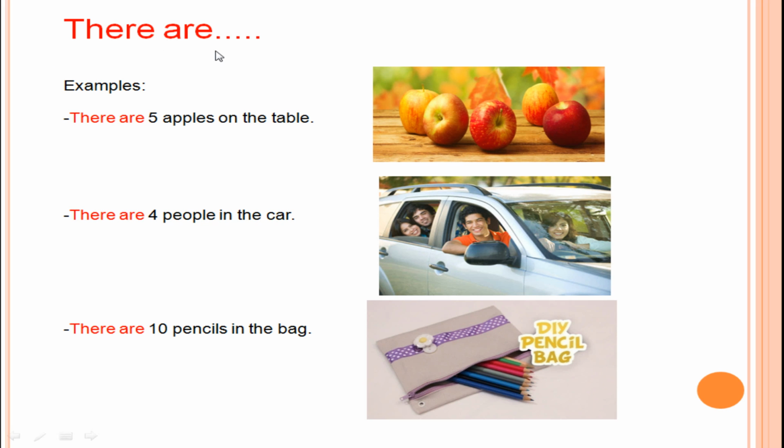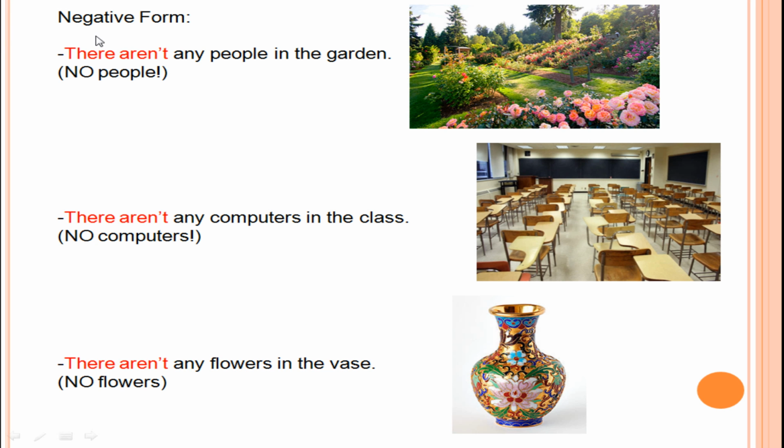There are. Let's look at some examples. There are 5 apples on the table. There are 4 people in the car. There are 10 pencils in the bag. And the negative form, there aren't any people in the garden. No people.